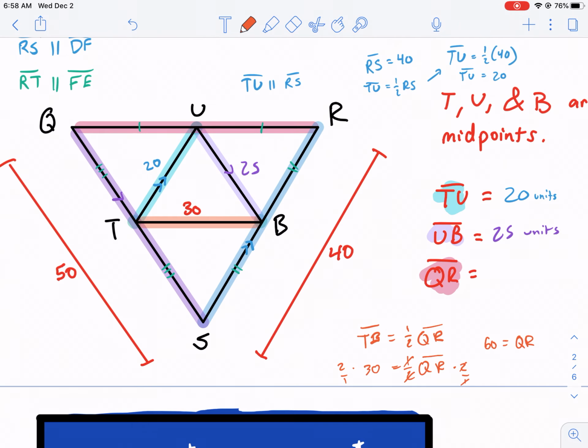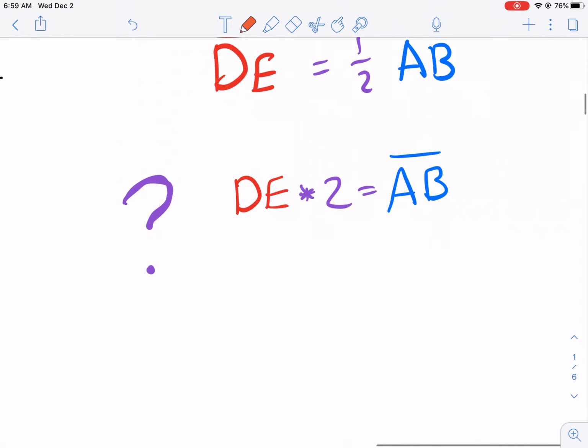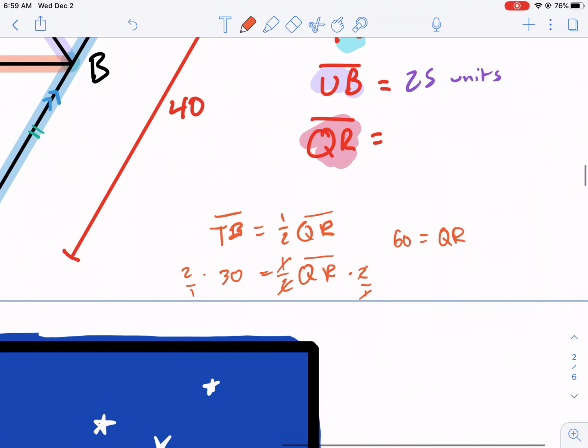Another way to do this is using our second equation here, which is our midsegment times 2 equals the bottom side. So we can just go like this. We could go TB times 2 equals QR. And then again, same thing. We're going to erase this TB, and we're going to write 30. And we get the same thing. We get QR equals 60 units.